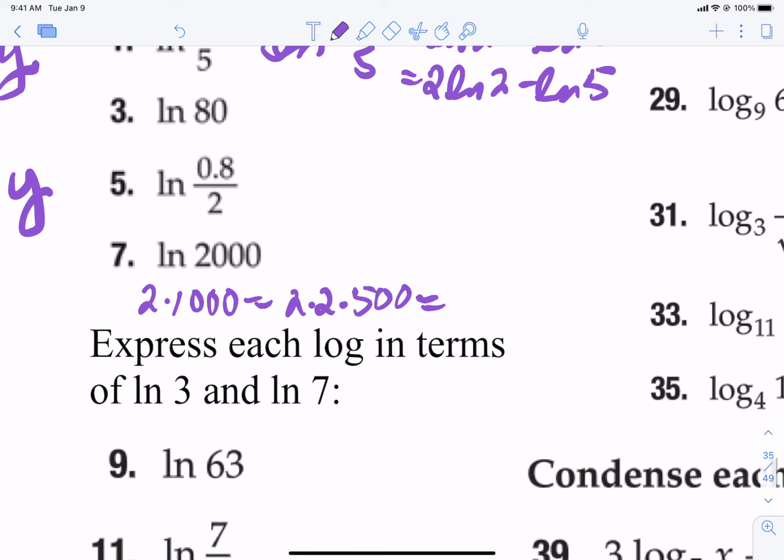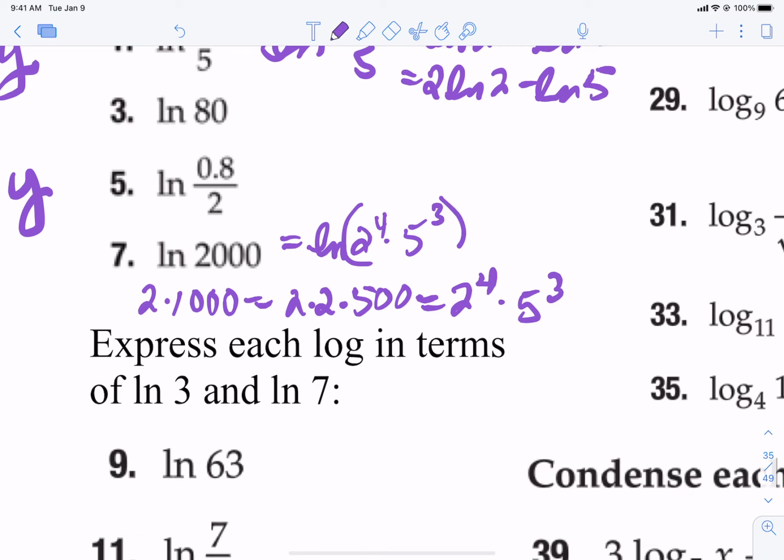If we keep breaking it down, we get 2 to the third times 5 to the third. Okay? And if you did on a calculator, 2 to the third times 5 to the third, you would get the number... Oh, I'm skipping a 2. It would actually be 2 to the 4th times 5 to the 3rd. If you did 2 to the 4th times 5 to the 3rd, you get 2,000. So we just got to break that down. What are the primes that are in there? And so let's first rewrite this as the natural log of 2 to the 4th times 5 to the 3rd.